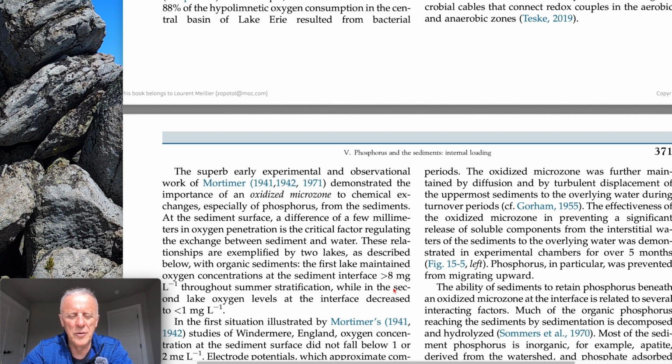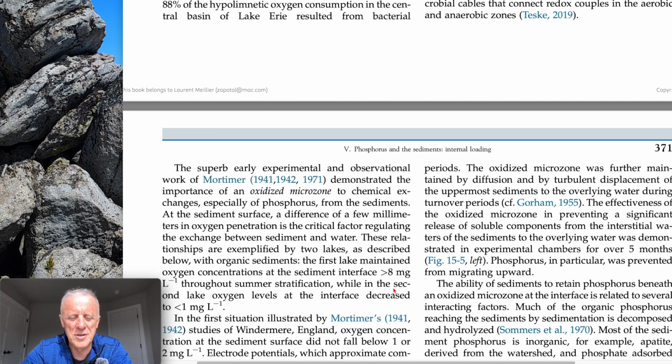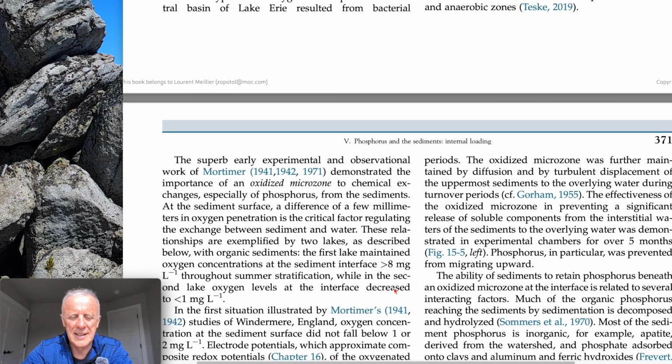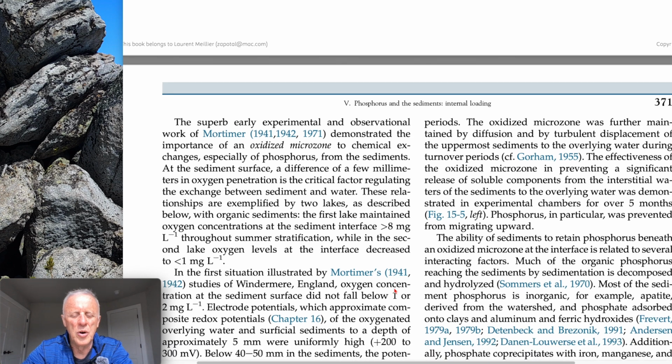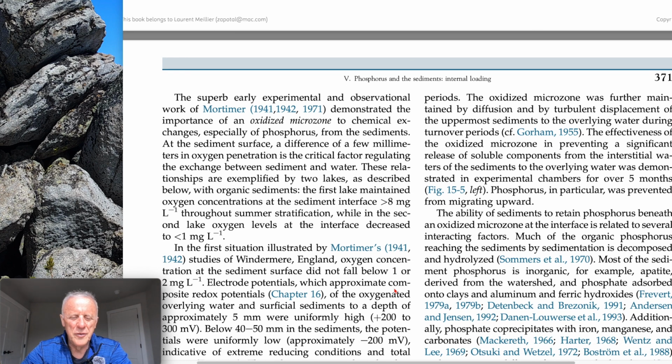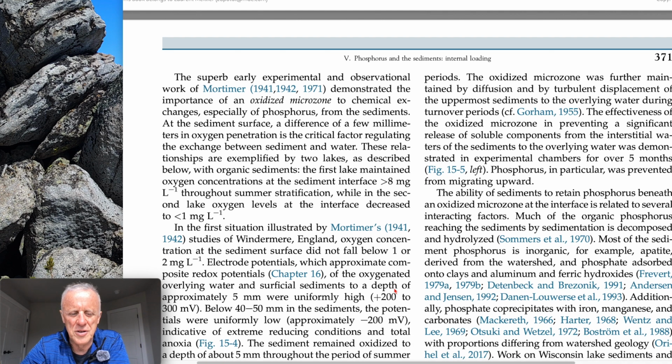With organic sediments, the first lake maintained oxygen concentration at the sediment interface greater than 8 milligrams per liter throughout summer stratification, while in the second lake, oxygen levels at the interface decreased to less than 1 milligram per liter. In the first situation illustrated by Mortimer, studies of Windermere, England, oxygen concentration at the sediment surface did not fall below 1 or 2 milligrams per liter.